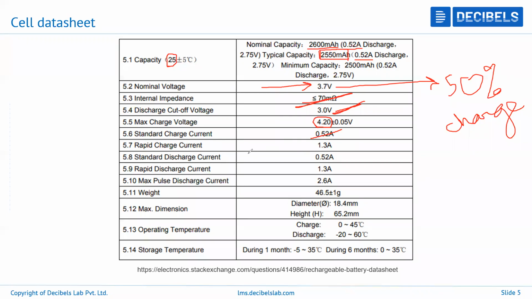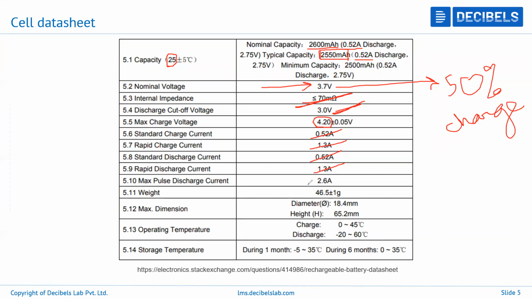So then the next one, rapid charge current. What that means is a current of 1.3 amps maximum can be supplied to the cell safely without there being any damage. That's what this particular term means. And similar to the standard charge current, we also have a standard discharge current. That is of the same value, and same with the rapid discharge current. So again, it can be safely discharged at 1.3 amps, and anything higher would start to degrade the cell quickly.